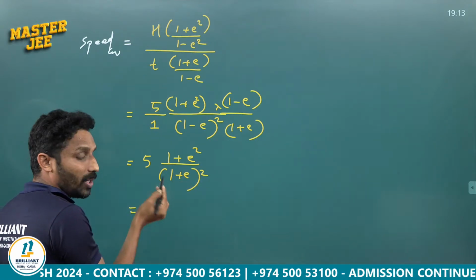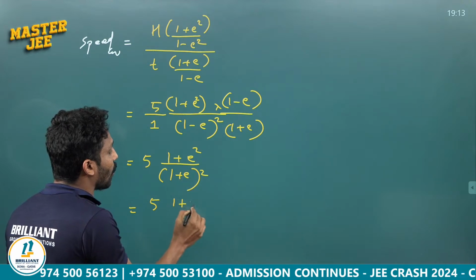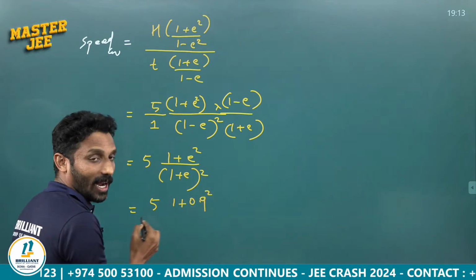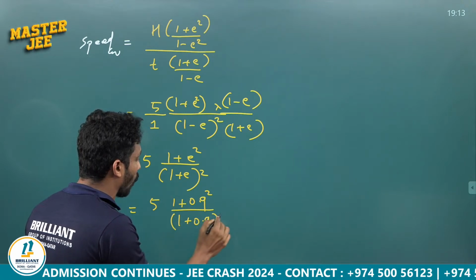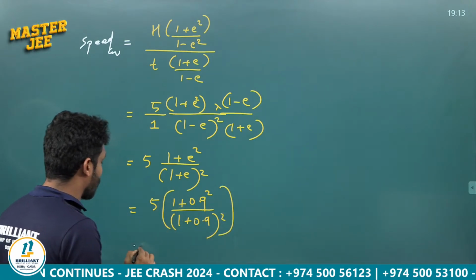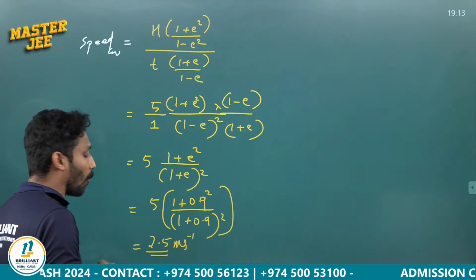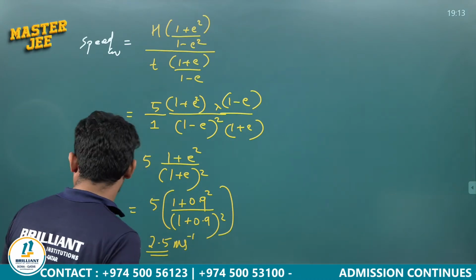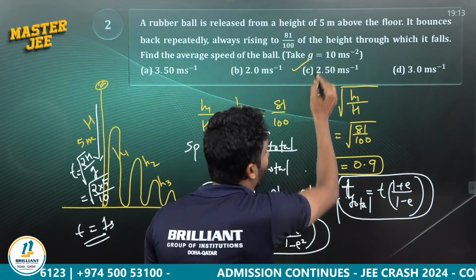Now it is very easy. 5 into (1 plus 0.9 square) divided by (1 plus 0.9) all square, where e is equal to 0.9. Clear? When we calculate it, it is obtained as 2.5 meter per second. So the answer is 2.5 meter per second, option C.